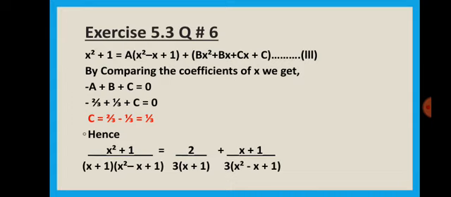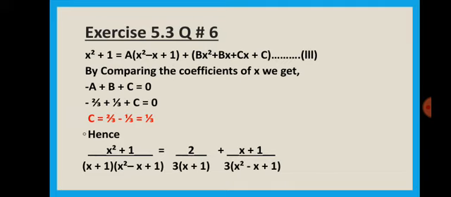In this way we have found out all the values of unknowns a, b and c. Hence the given rational expression will become x square plus 1 over x plus 1 into x square minus x plus 1 is equal to the value of a is 2 over 3. We will write 2 in numerator and 3 in denominator along with x plus 1.